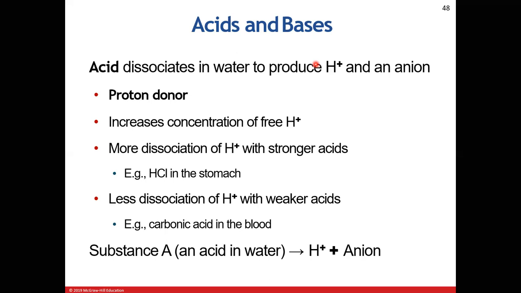So when it dissociates, it only dissociates a small amount of hydronium ions. If we look at this equation down here at the bottom, we see substance A, which is going to represent any particular acid in water. It's going to dissociate into the hydronium ion and some additional anion. We're releasing these protons and some negatively charged ion into solution.